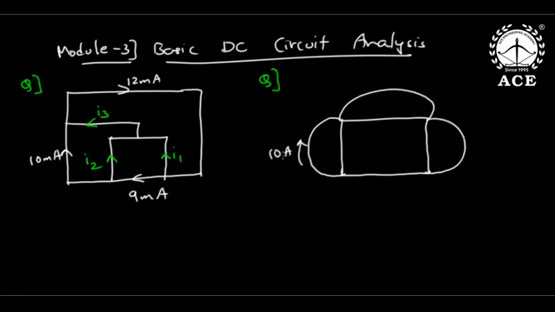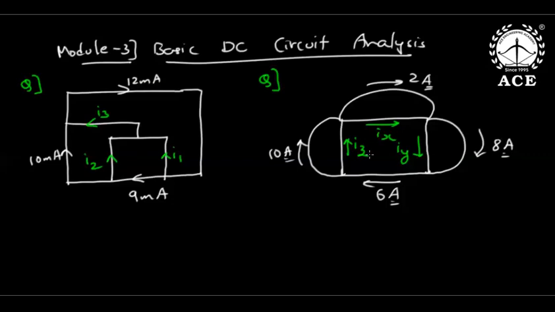This is 10 amperes, this is 8 amperes, this is 2 amperes, and this is 6 amperes. Here again, what is IX, IY, IZ? Do it, everybody. Application of Kirchhoff current law. In the first part, I need I1, I2, I3. In the second part, I need IX, IY, IZ.